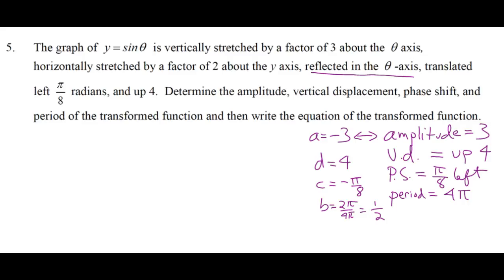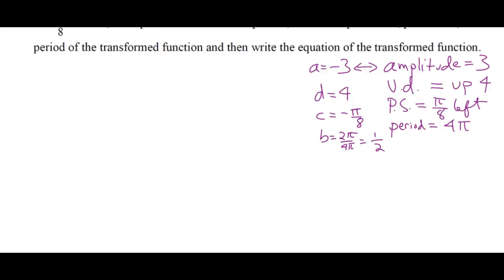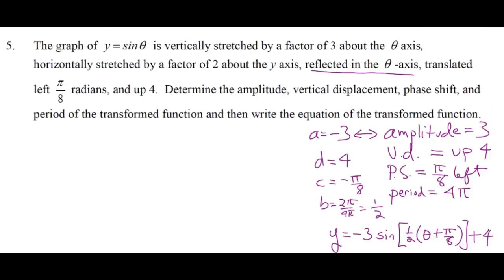Okay, now, here's another way you could do this, right? We could just go through. So now we should be able to write our equation, right? So we go down here, so y is equal to negative 3 sine of 1/2 theta plus pi over 8, plus 4. Okay? Whatever it says, you have to do. So we've taken all the information, listed it here, figured out how that affects each of these values and written it down.